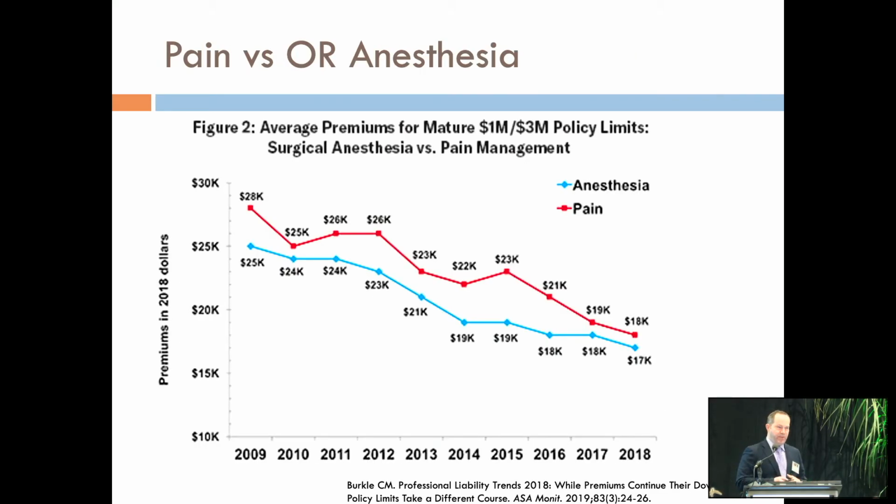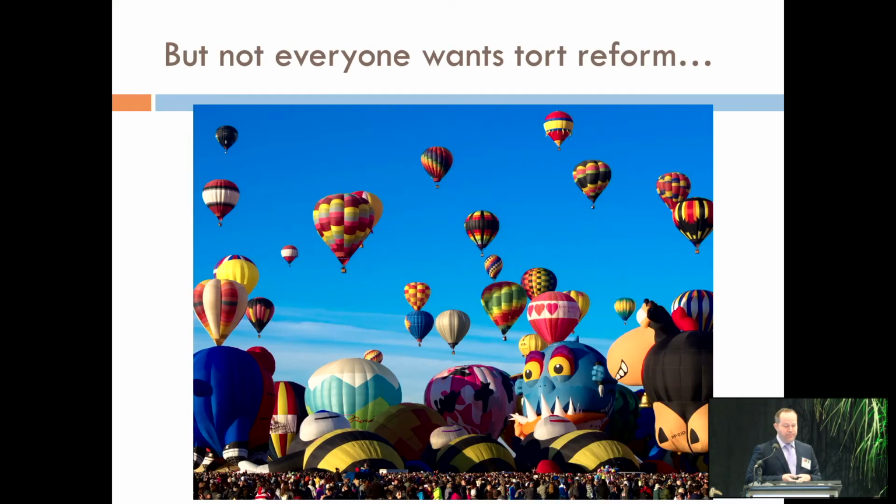Pain is a higher liability specialty. I mention it here with the graph just so we keep that in mind. It makes sense because, as our previous presenter noted, we're doing things like spinal cord stimulators, cervical injections, and so forth that are relatively high risk comparatively.